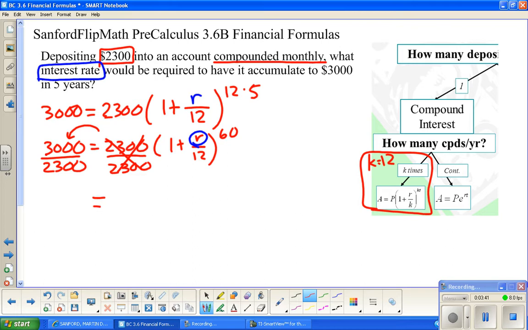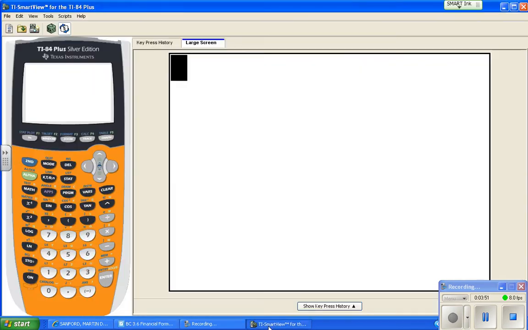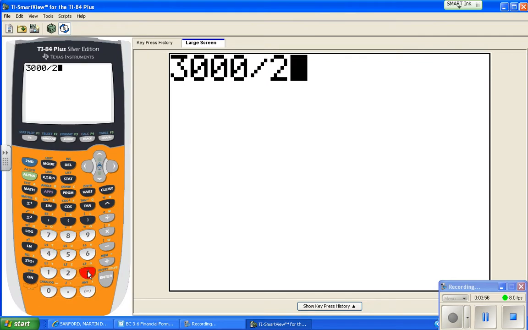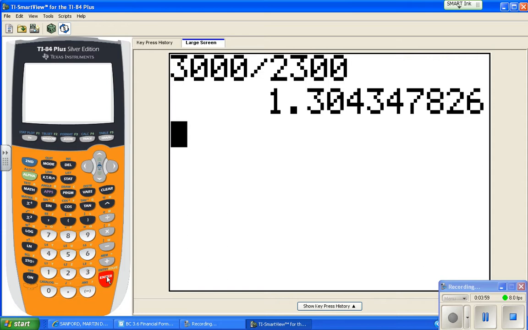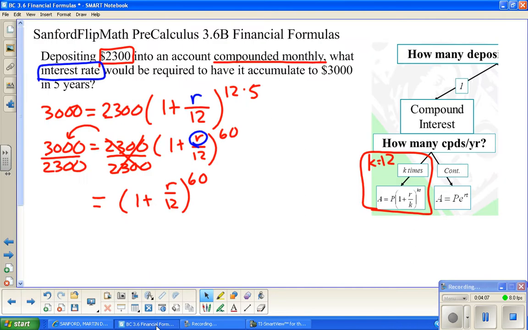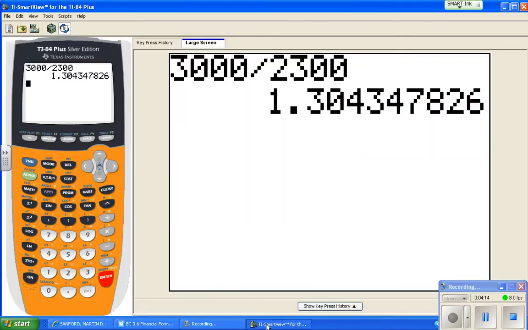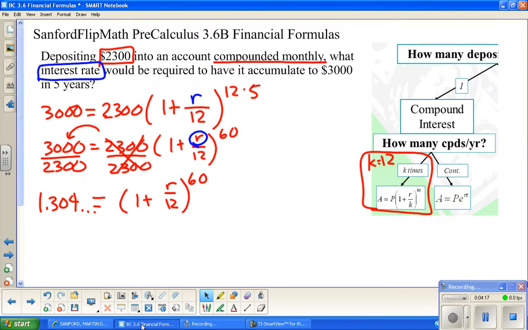On the right side, I'm going to have 1 plus R over 12 to the 60th. On the left side, I'm going to do my calculations here. So this is 3,000 divided by 2,300. And there it is, 1.304. Now, as I said in class, be really, really careful about rounding. I'm going to write 1.304 here, but that's not really what I'm going to work with. I'm really going to be working with that whole thing, and you'll see how I'm going to do it.